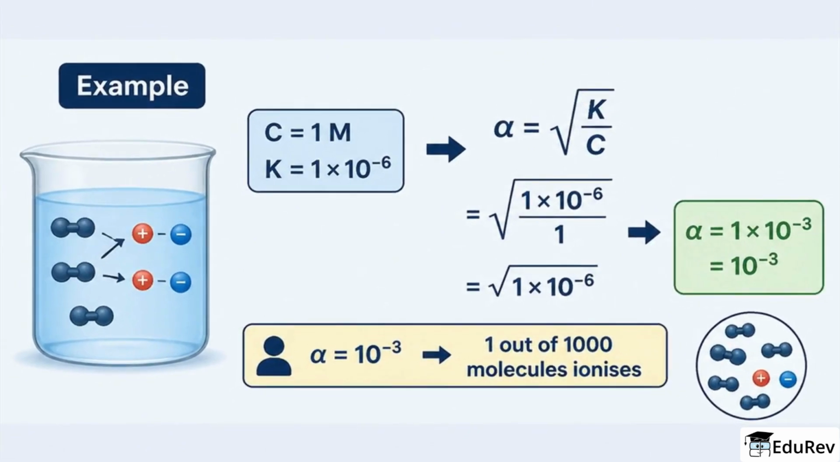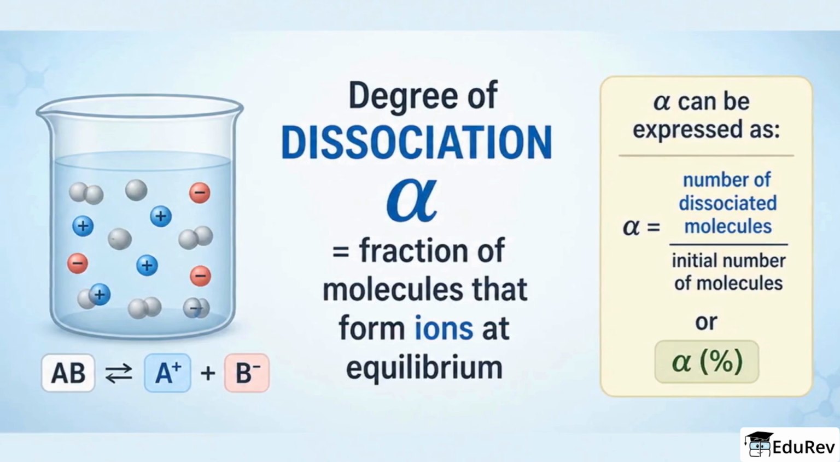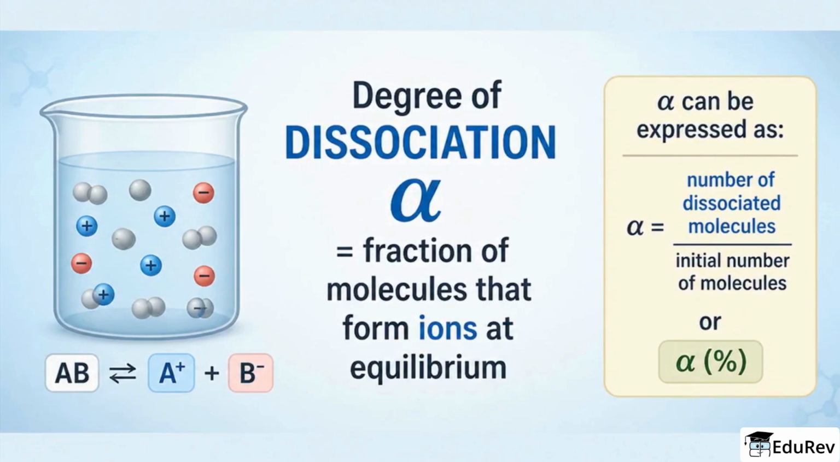Imagine C equals 1 molar and K equals 1 times 10 to the minus 6. Then alpha is the square root of the quantity K divided by C, giving alpha equal to the square root of 1 times 10 to the minus 6 or 1 times 10 to the minus 3. So 1 out of 1,000 molecules ionizes. The degree of dissociation alpha is the fraction of original molecules that form ions at equilibrium, and we can express it as a fraction or a percent.